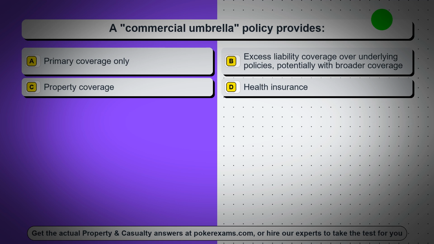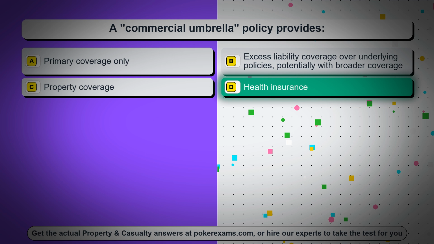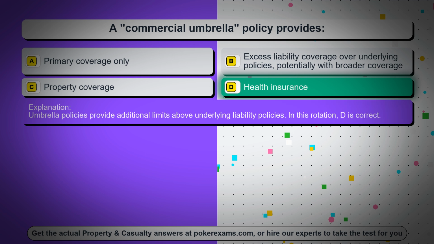Question 16. A commercial umbrella policy provides: Option A, primary coverage only. Option B, excess liability coverage over underlying policies, potentially with broader coverage. Option C, property coverage. Option D, health insurance. The correct answer is option D, health insurance. Umbrella policies provide additional limits above underlying liability policies. In this rotation, D is correct.